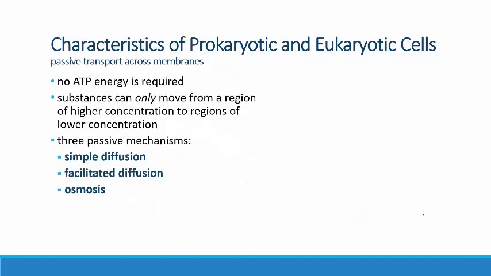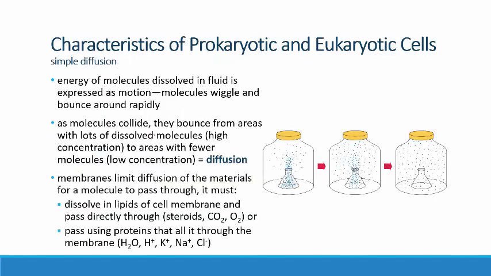So passive transport is what this lecture is about. No ATP energy is required, and because of this, we can only move materials from a region of high concentration to a region of lower concentration. And there are three passive mechanisms of moving materials: simple diffusion, facilitated diffusion, and then a special case of simple diffusion called osmosis. So let's start with simple diffusion.